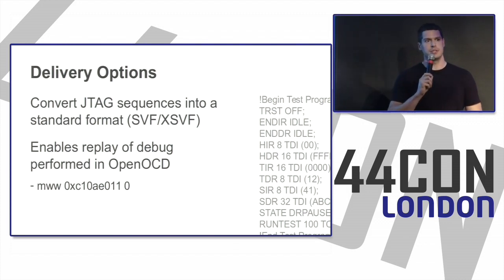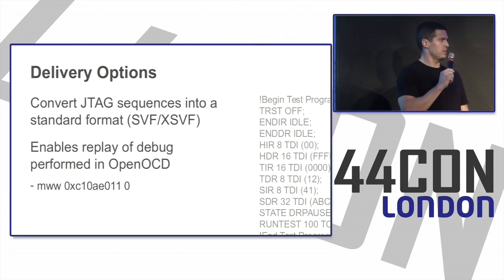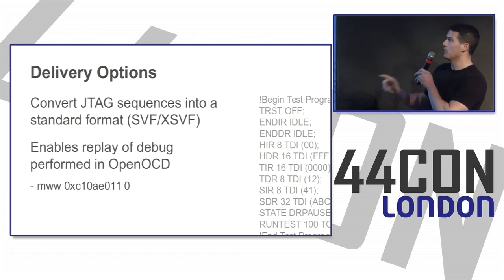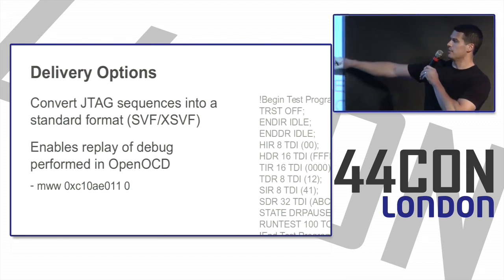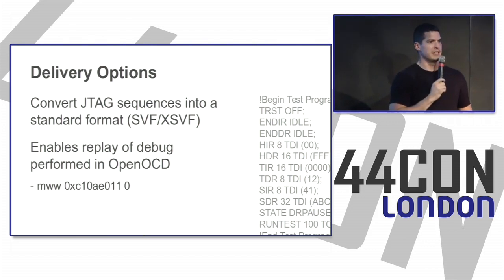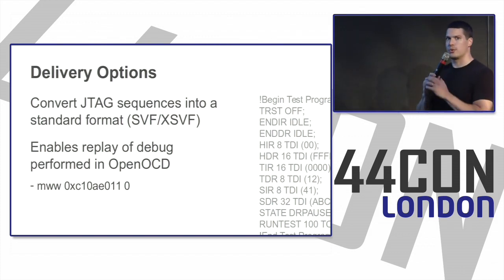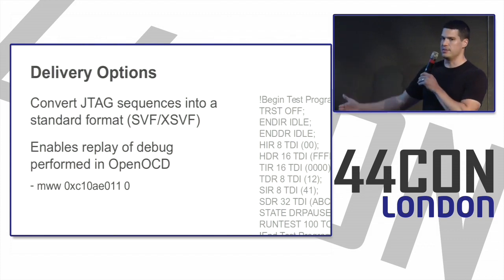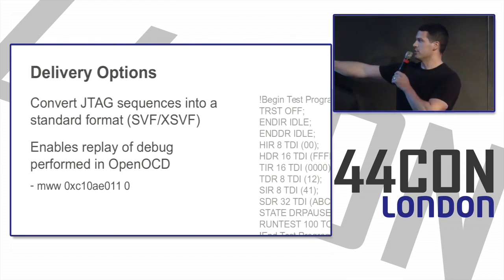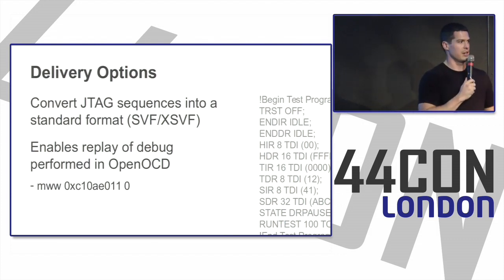There are some alternatives. There's a standard format for describing these JTAG sequences, and you can see a sample over here. It mostly consists of SIR and SDR, which are shift instruction register and shift data register commands. This is just an ASCII representation. There's also a binary version called XSVF. This is just a way to describe the JTAG commands at a very low level. This is actually just saying shift these 8 bits into the data register. And there are a whole bunch of devices that can play these.